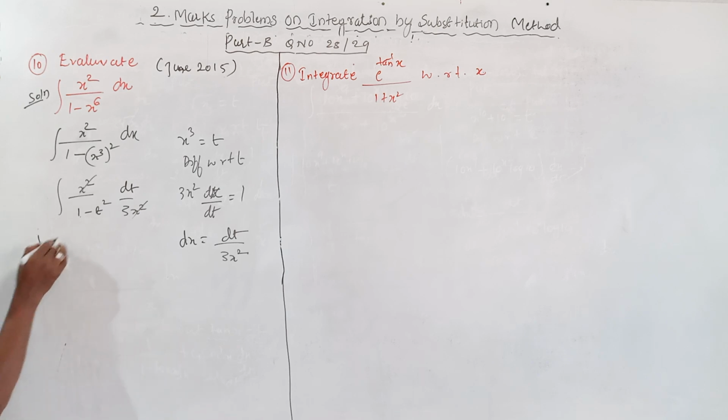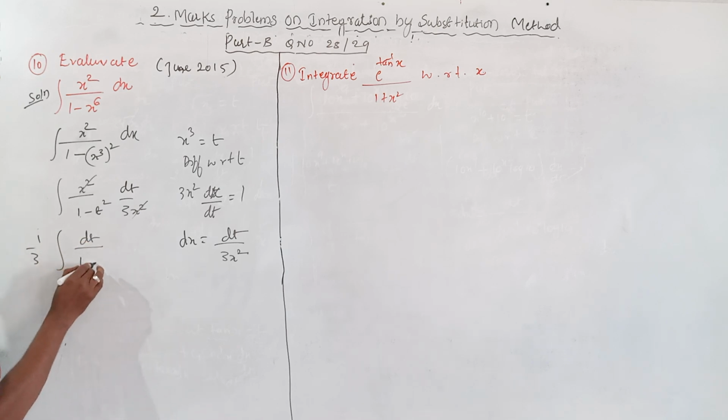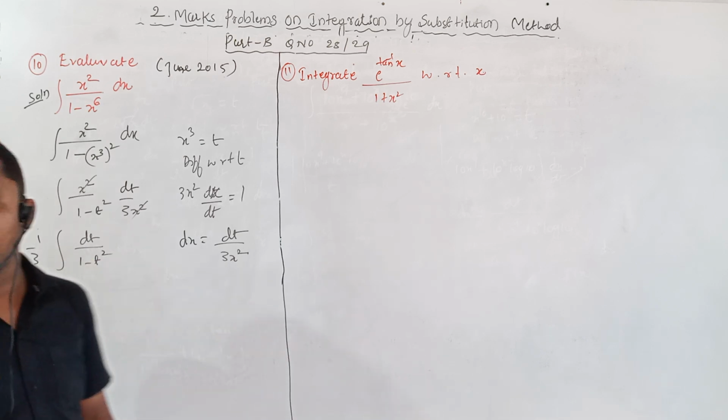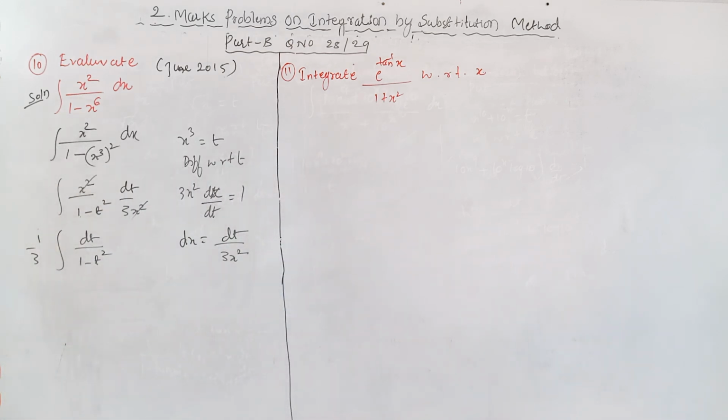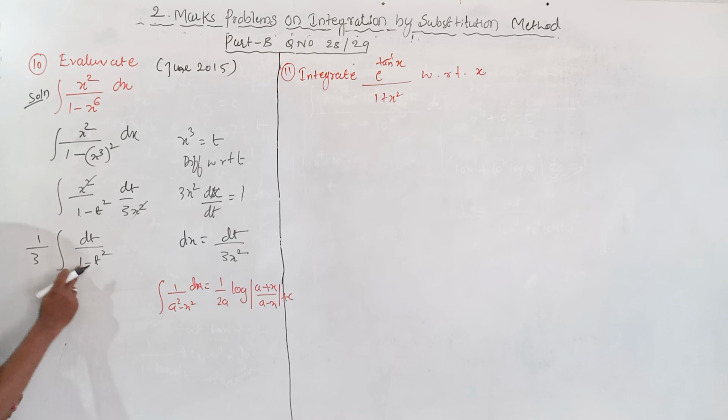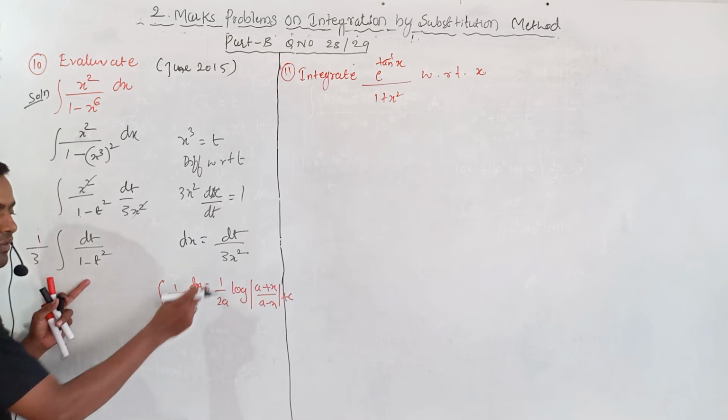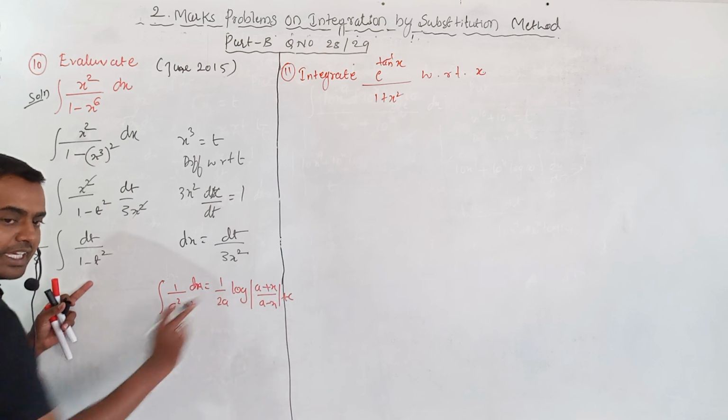Now take 1 by 3 dt by 1 minus t square. What is the formula for integration of 1 by a square minus x square? It is exactly in that form. See the formula. In dt by 1 minus t square, 1 is a square and t square is x square. The formula is 1 by 2a log of a plus x divided by a minus x plus c.